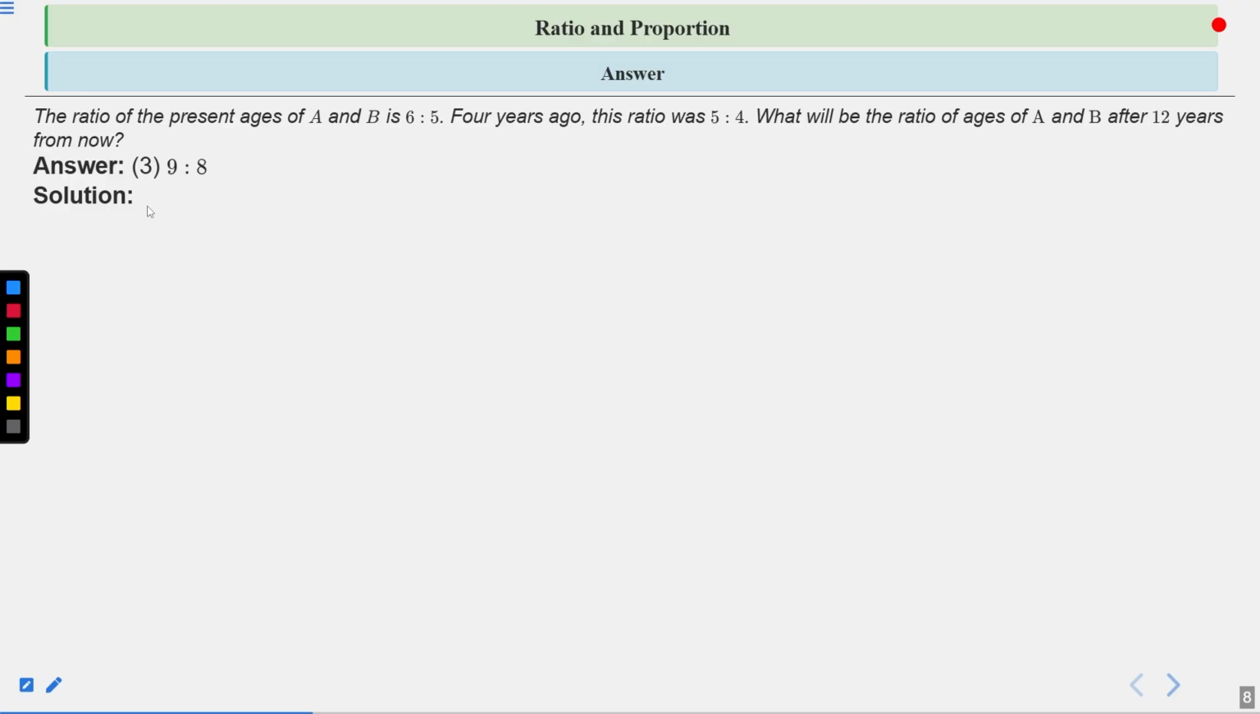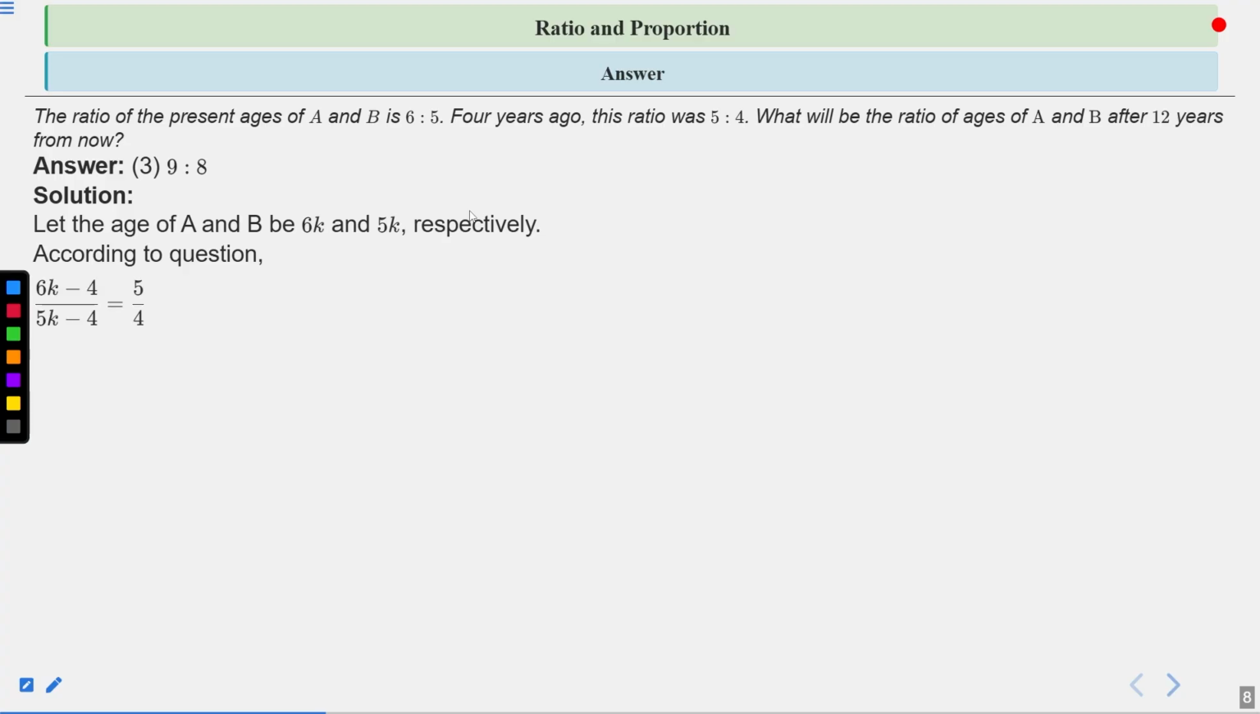Now see the detailed solution of this question. So let the ages of A and B be 6k and 5k respectively. According to the question, we can say that (6k minus 4) upon (5k minus 4) equals 5:4. Now we cross multiply it, and we get 24k minus 16 equals 25k minus 20. So we get the value of k, which is 4.